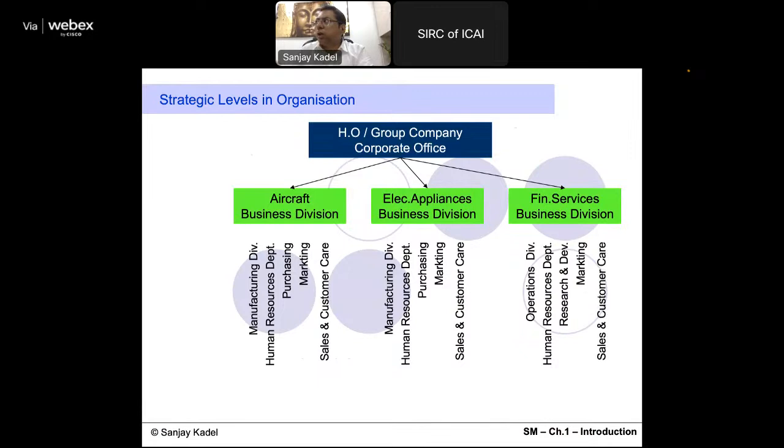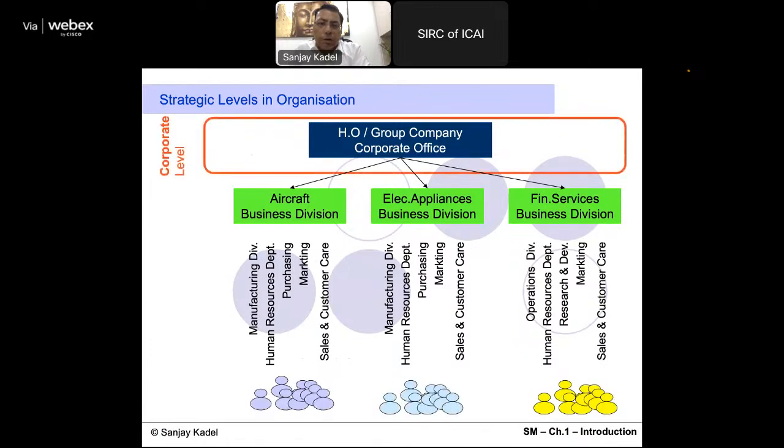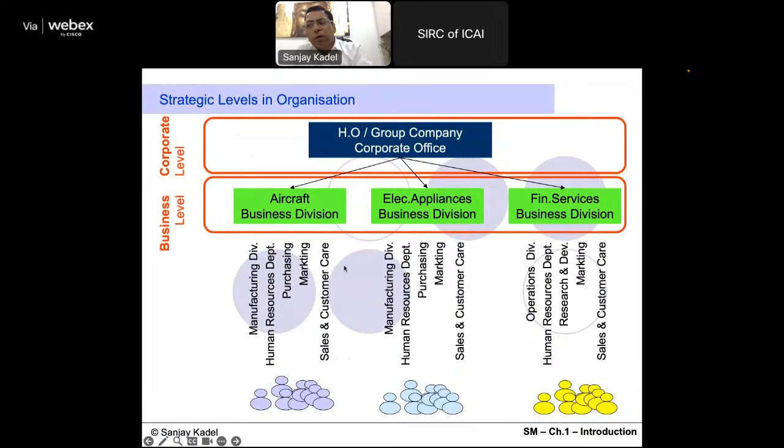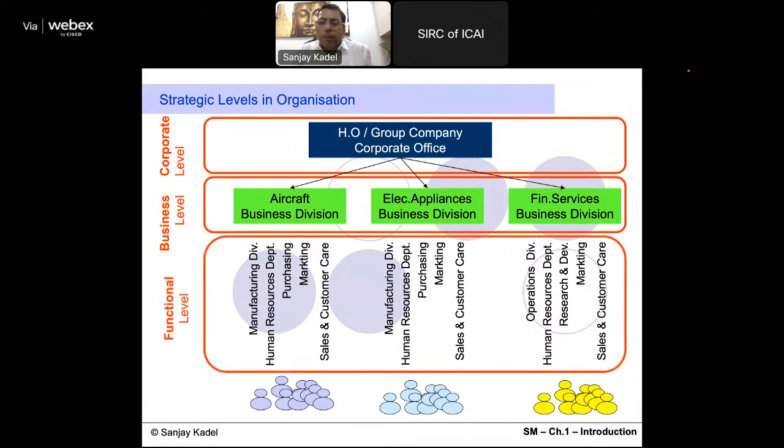So if you see here in this large organization, we can observe three levels of the organization. The three levels are: first level is corporate level, second level is business level, where at this level you have divided the company into different businesses, and then finally you have functional level, where based on the functions, based on the activities which the employees carry out, you have grouped them into different functions. So the third level is functional level. Each of these three levels are typically observed in organizations: corporate level, business level, functional level.